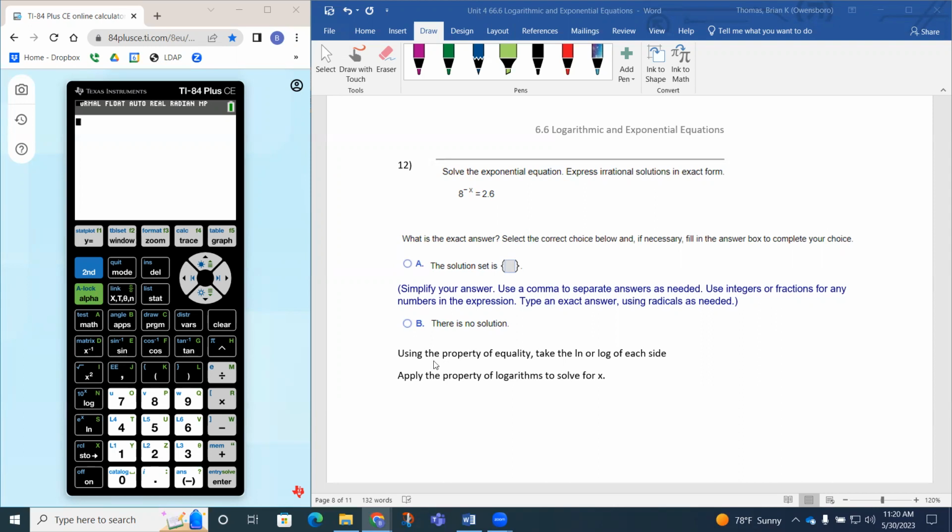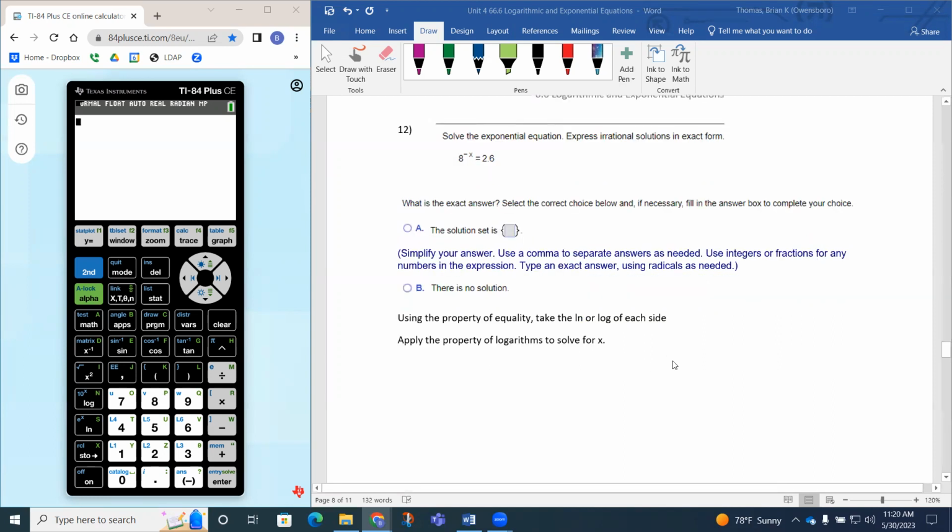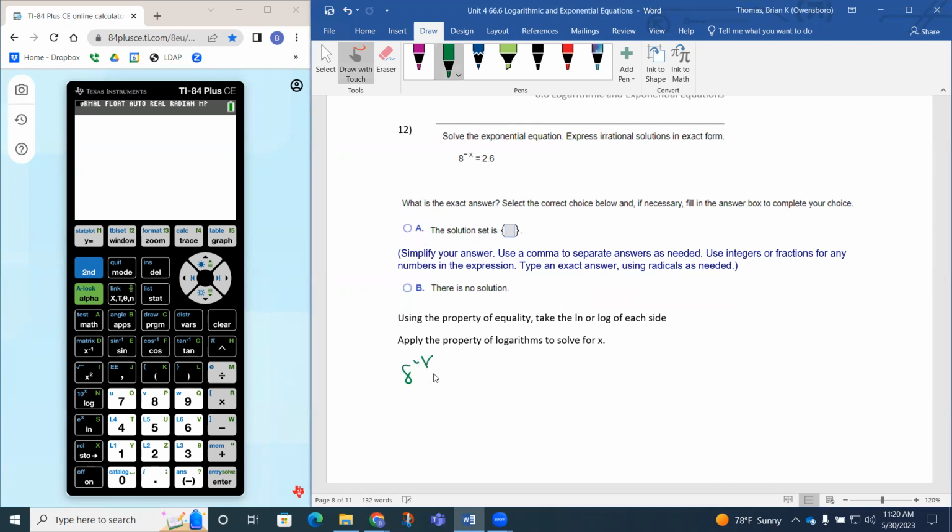Now, the strategy is, since I can't change the bases to the same base, we're going to use the property of equality and take either the natural log or the common log of each side. I think the book likes the natural log, so I'm going to just use the natural log. So we have this 8 to the negative x equals 2.6. Remember, the property of equality says whatever you do to one side, you can do to the other side, and it's still going to be a true statement.